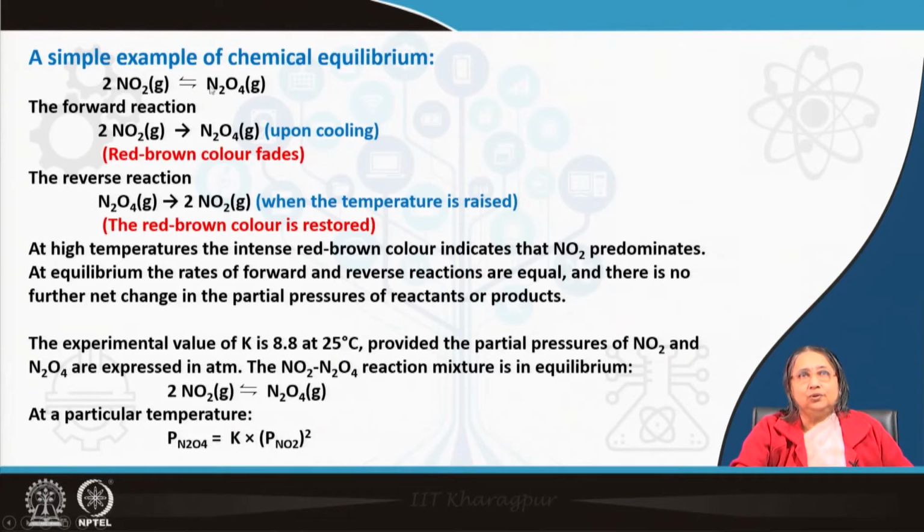And N2O4, which is the dimer of NO2, is also a gas. This has no color, okay? Now, think about this reaction. This is the equilibrium expression. So, depending on the condition, that means the temperature, you can see different colors. If you take NO2 in a closed vessel and cool it or heat it, you will see two different colors prevailing.